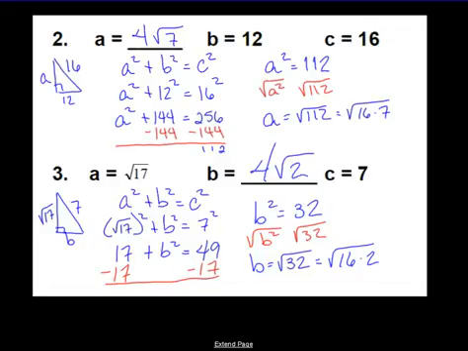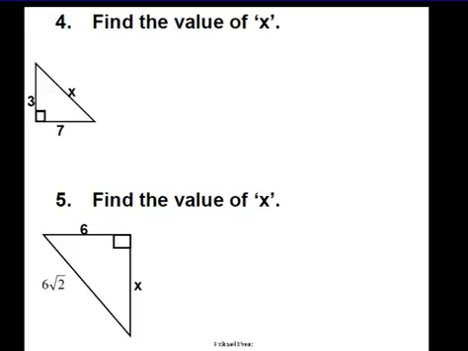Looking at example number 4. Here it says find the value of x. It's the same type of procedure that we were just doing. Instead of listing A, B, and C, they give me a triangle to work with. Again, I'm using the same formula: A squared plus B squared is equal to C squared. My A, my B, and then the x is going to represent my C. So I have 3 squared plus 7 squared is equal to x squared.